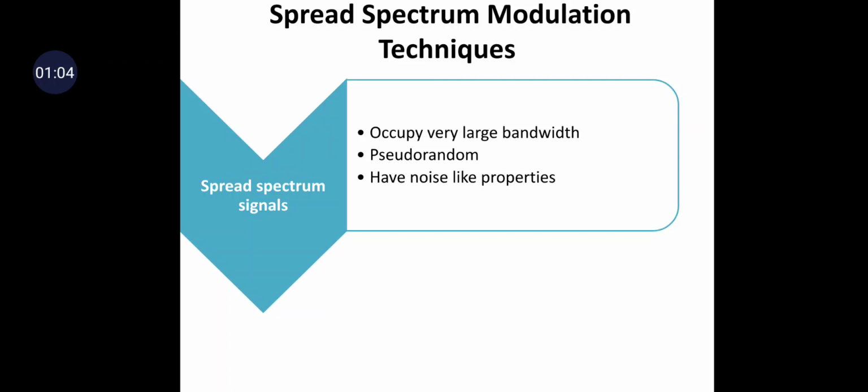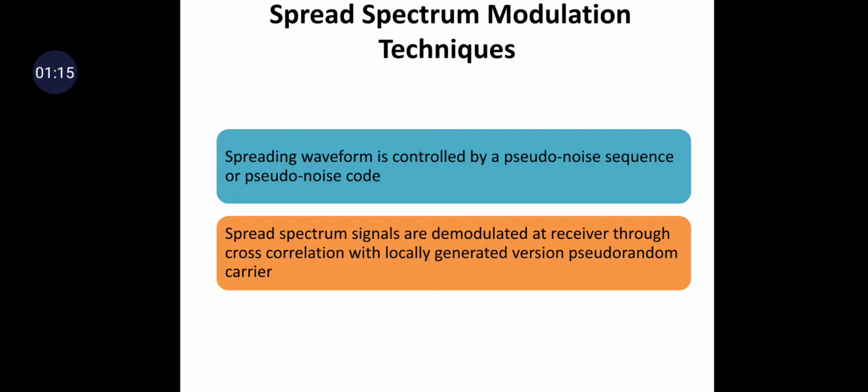So these are the characteristics of spread spectrum signal. They occupy a very large bandwidth and are pseudo-random in nature. They have noise-like properties. The spreading waveform is controlled by a pseudo-noise sequence or pseudo-noise code. Spread spectrum signals are demodulated at the receiver through cross-correlation with a locally generated version of the pseudo-random carrier signal.